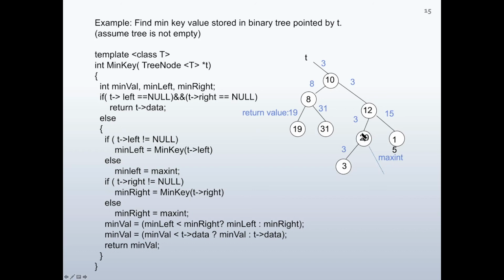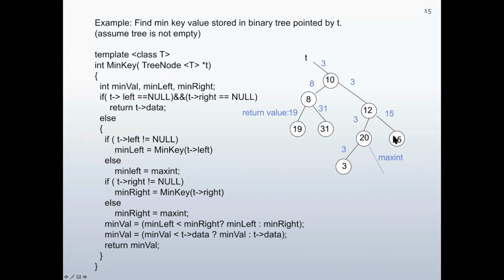Then we come to that node. For this one, from the left the value returned is 3, and we also have to check the right subtree, but for this node, the right link is null, so the max integer value is set as the return value from this right subtree. These two are compared. 3 is smaller than max int, so 3 is chosen as the value when these two are compared in this line. Then the value is compared with 20. Because 3 is smaller than 20, 3 is chosen as the return value from this subtree.